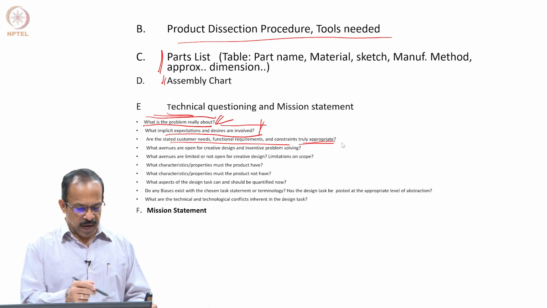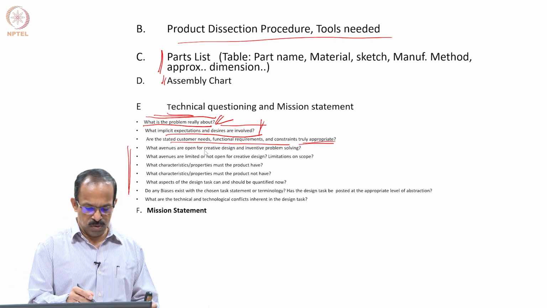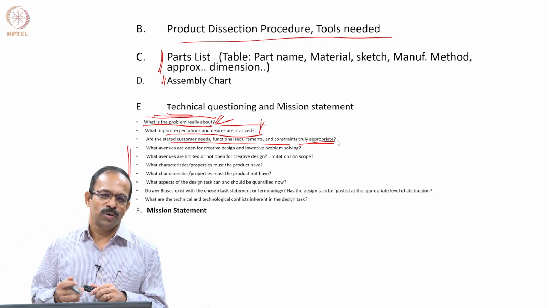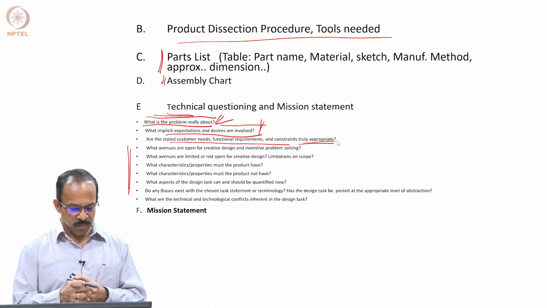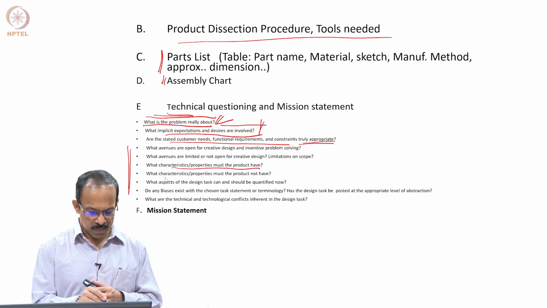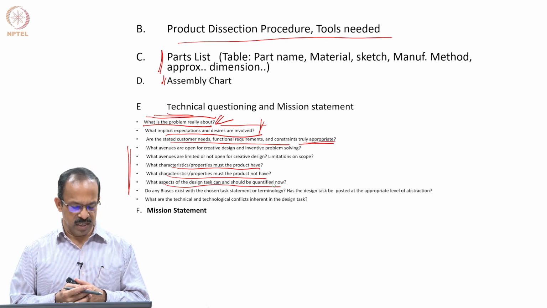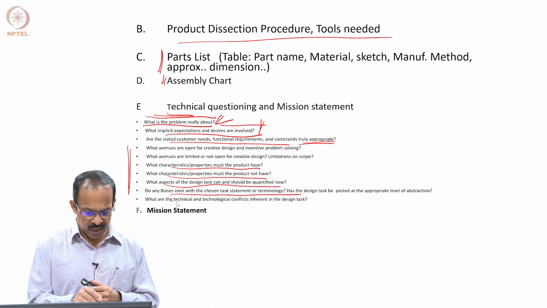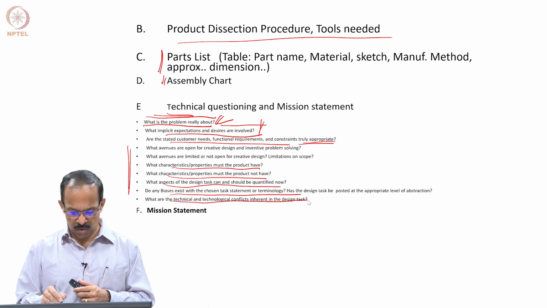And then ask the questions, what avenues are there for creative design, can you do something creative to make the product a better one, what characteristics and properties must the product have, and what aspects of the design task can be quantified. Similarly, does any bias exist with the chosen task, and what are the technical and technological conflicts in the design.